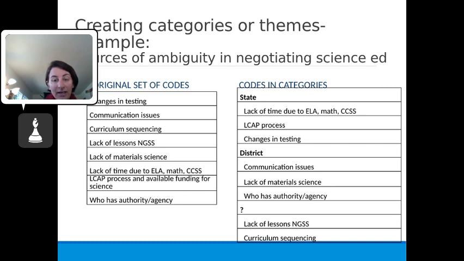And you saw part of this data in class before. My original set of codes as I was going through this transcript included these: changes in testing, communication issues, curriculum sequencing, there's a lack of lessons for NGSS, there's a lack of materials for science, right? So these things kept coming up in their discussion. For example, they might have said, yeah, I really think the big problem is there seems to be a lack of materials. Well, who doesn't have materials? Oh, I think it's the elementary teachers, right? So this is the conversation that's going on.